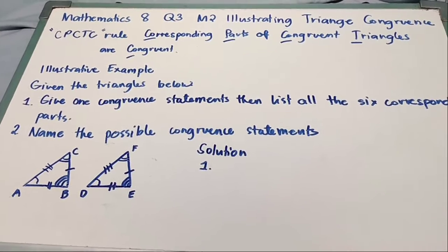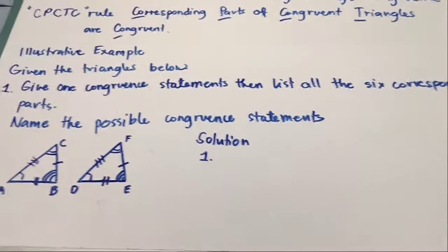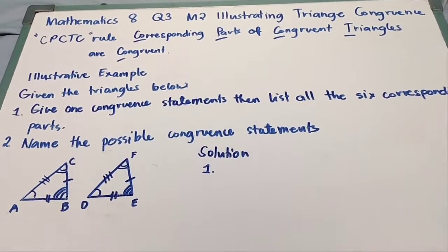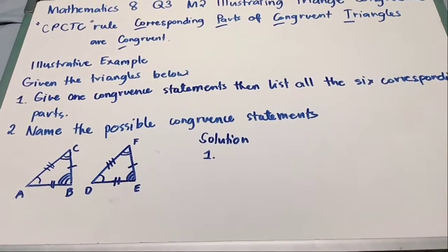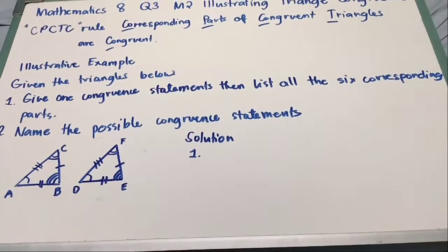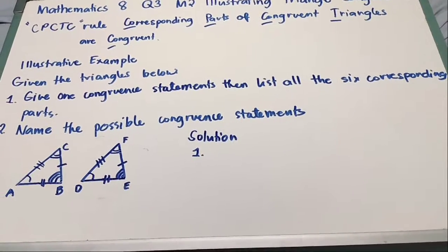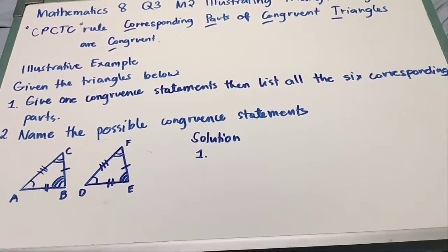Okay, for triangles class, CPCTC rule, or corresponding parts of congruent triangles are congruent. So let's have an example. Given the triangles below, give one congruent statement, then list all the 6 corresponding parts. And then name the possible congruent statements.